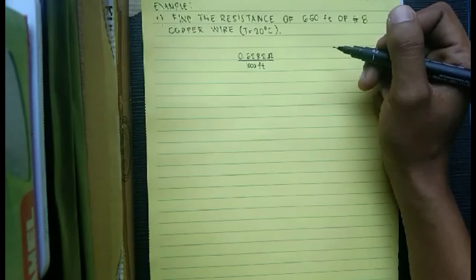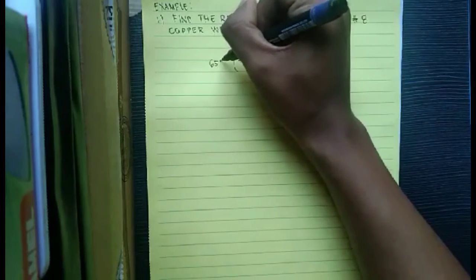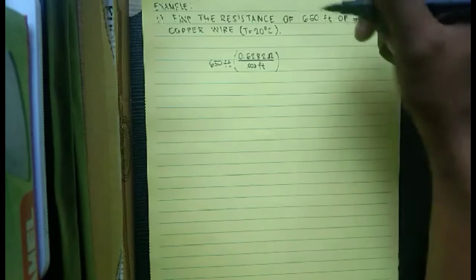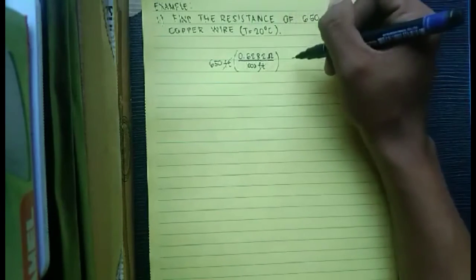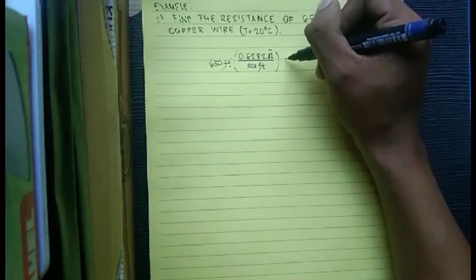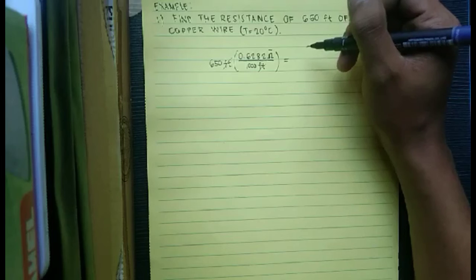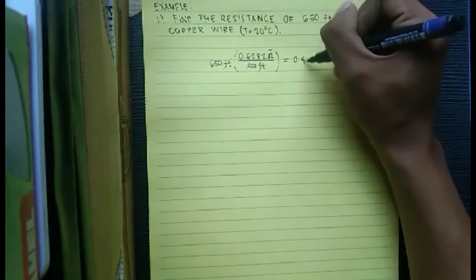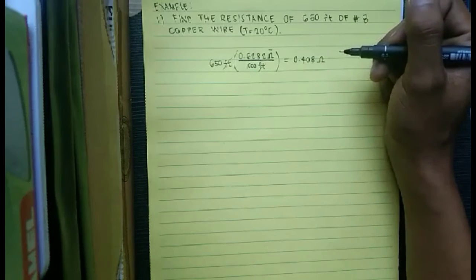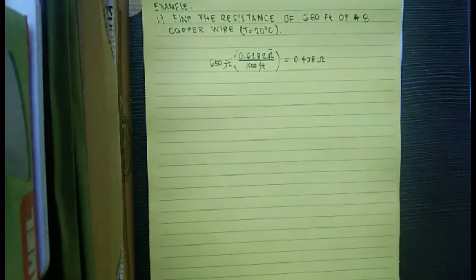So we're going to multiply to 650 feet. So cancel out yung feet. So ang may iwan lang is yung ohm. So ang answer natin ay 0.408 ohm. Yan ang resistance ng wire mo at 650 feet of length of the number 8 copper wire.